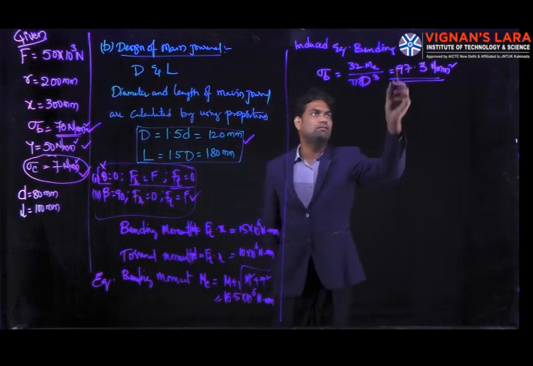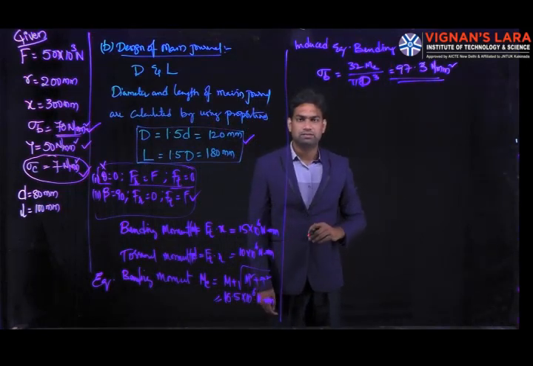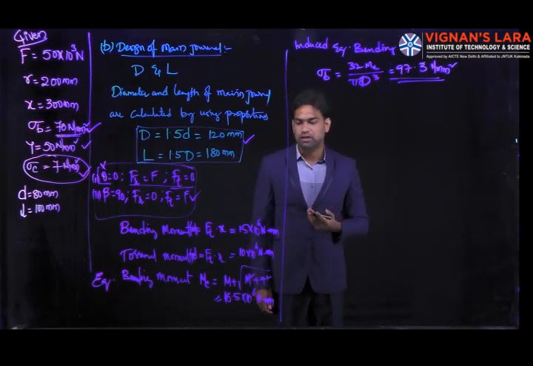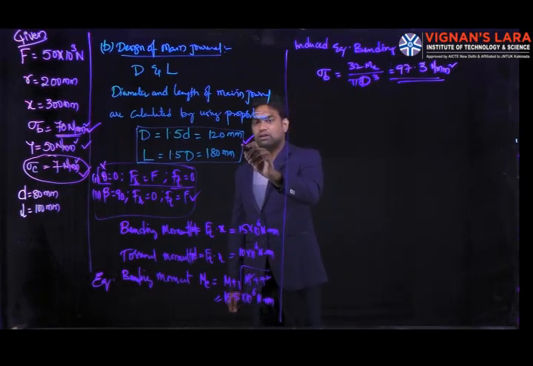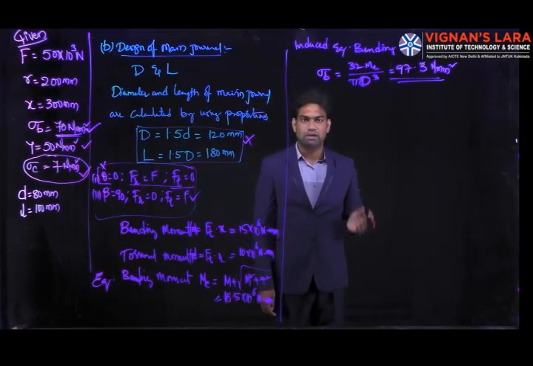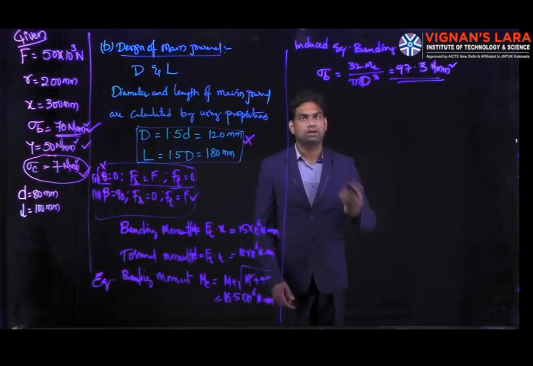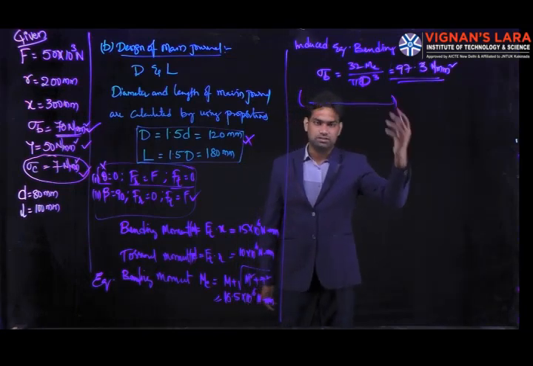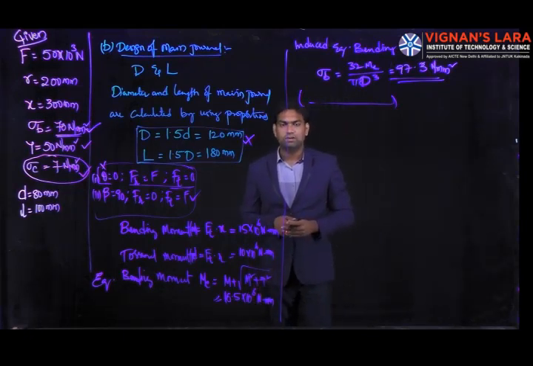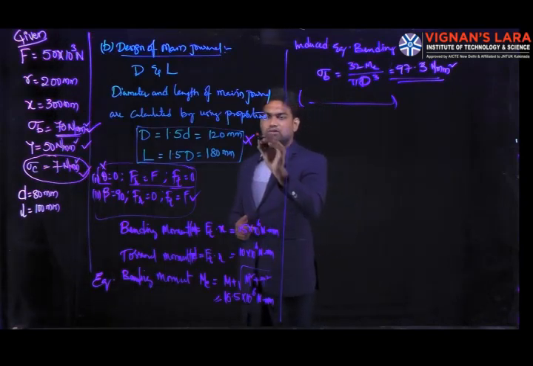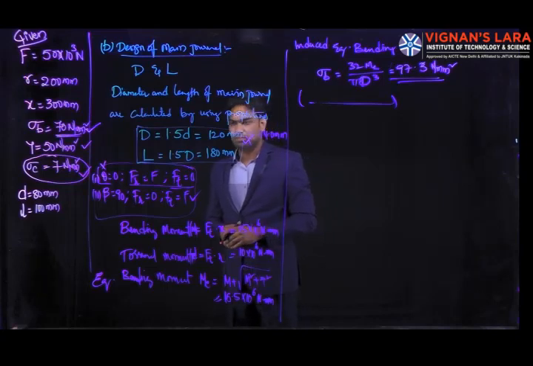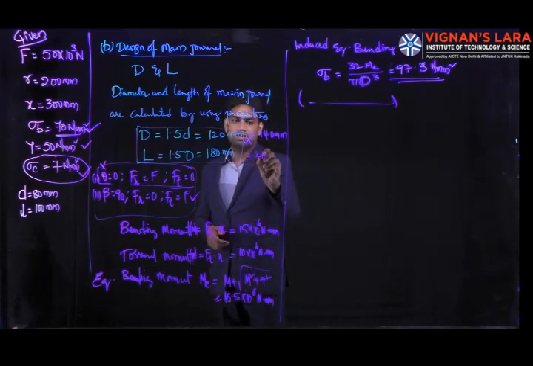But our induced maximum bending stress is 97, which exceeds the allowable stress value. So the dimensions we found cannot withstand the bending, and the main journal is going to fail. You can write the statement: the stress exceeds the allowable value, so the design is not safe. So increase the diameter to the next possible extent. Here I can take capital D as 140 mm, and the length may be 210 mm.